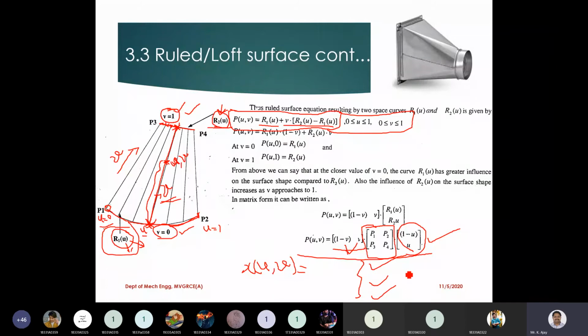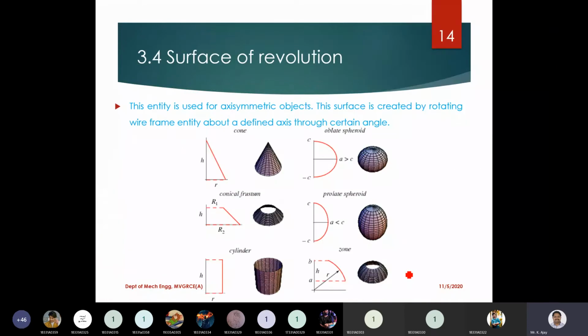Finally you get the midpoint. Okay, now coming to the fourth variety of the analytical surface, which you call the surface of revolution. The name itself says that by revolving one curve about an axis, about a straight line, you can get different types of surfaces. All such surfaces which you get by rotating one curve about an axis come under the category called surface of revolution.